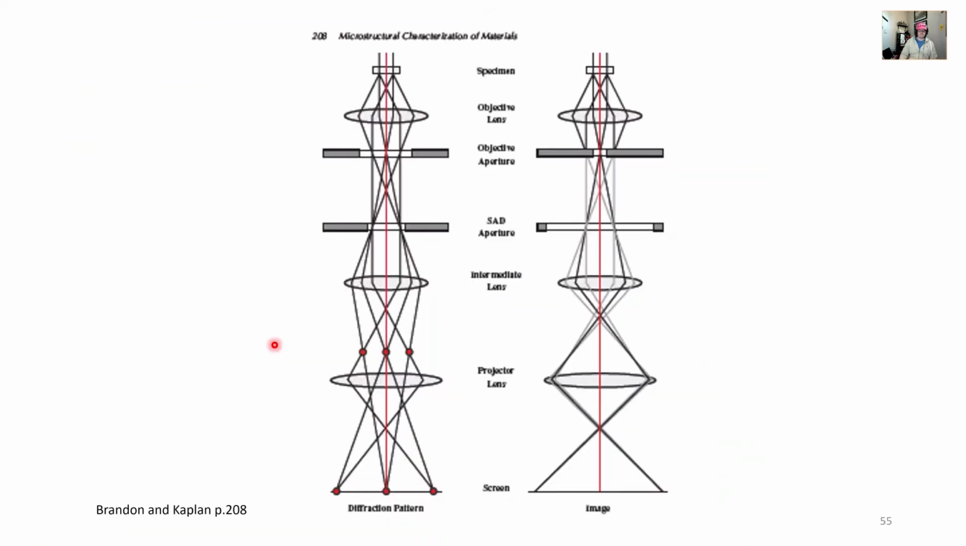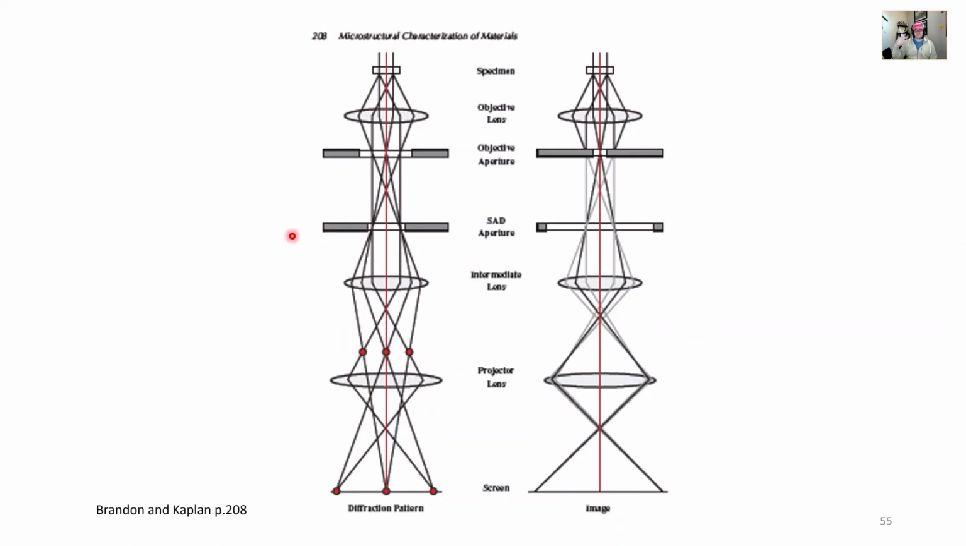Looking at the aperture systems, this is for TEMs. This is out of the Brandon and Kaplan book. You put in your selected area aperture here. So this is the dark field setup, and this is the bright field setup. I don't necessarily like this schematic. I'll show you one I like somewhat better from Hitachi. But the diffracted beam is living elsewhere. You can only see it if you're putting in an aperture.